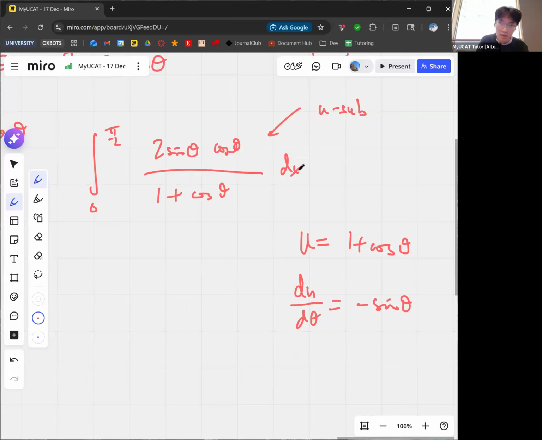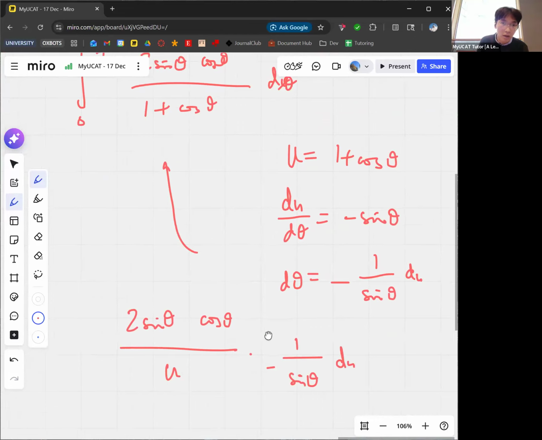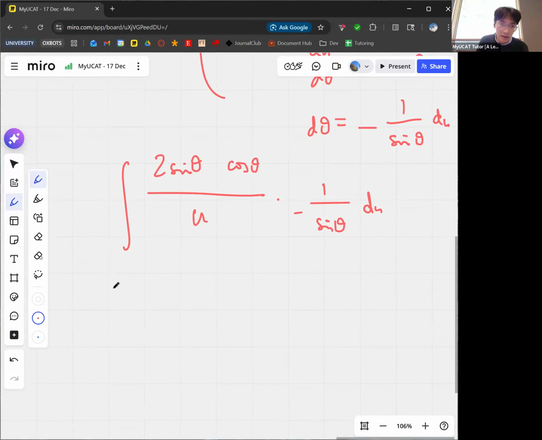And I would just plug this in. So this is in terms of d theta. d theta equals minus 1 over sine theta du. Plug this back in, and I get something like 2 sine theta cos theta over u, where u is 1 plus cos theta, multiplied by 1 over negative sine theta du. I will amend my limits later, right? And then I see that I can take out the minus 2. I can remove this sine theta, and then I get something that looks like minus the integral of cos theta over u du.